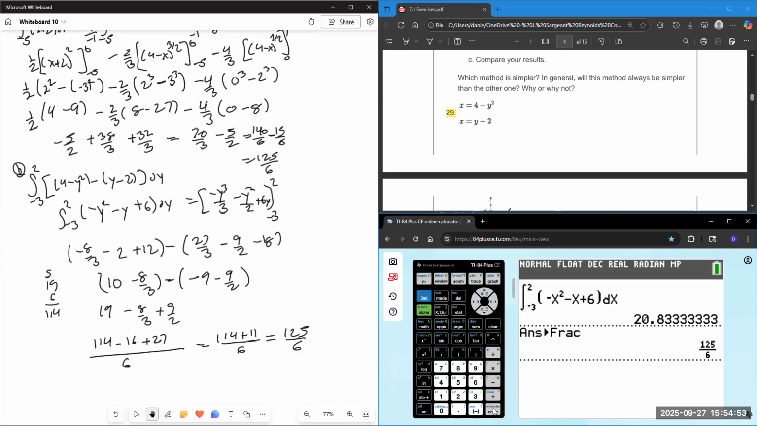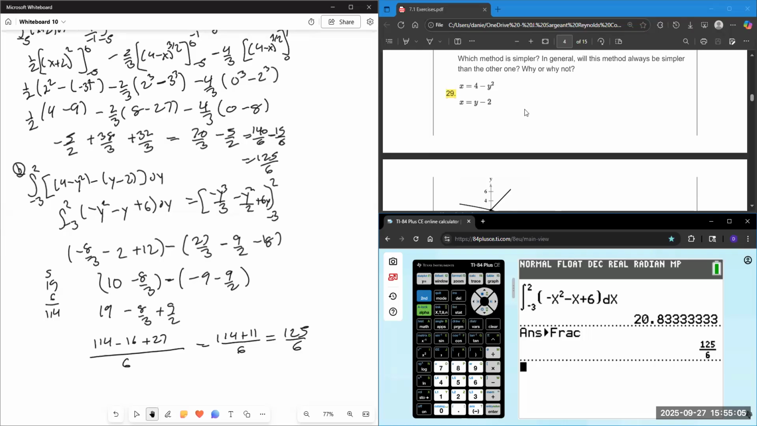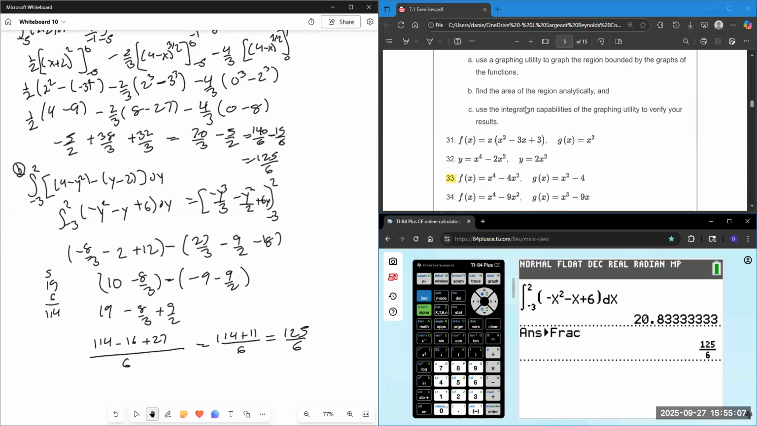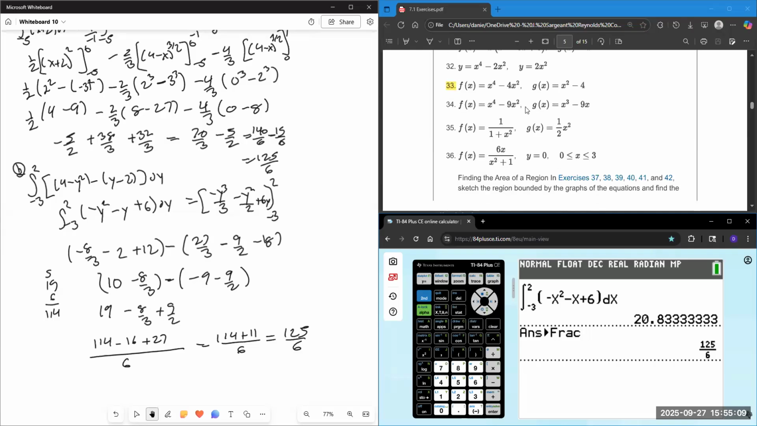The calculator has no idea what the picture looks like, and it doesn't know the difference between x and y, just that it's a variable and you're integrating with respect to a particular variable. So you can swap variables out in your calculator and it won't make one bit of difference. Your function could be in terms of t and you can use x for it.